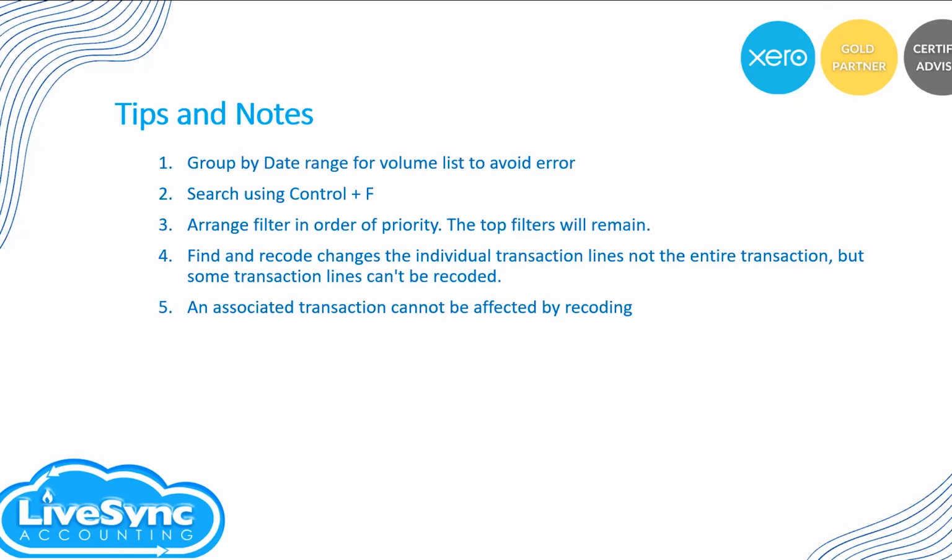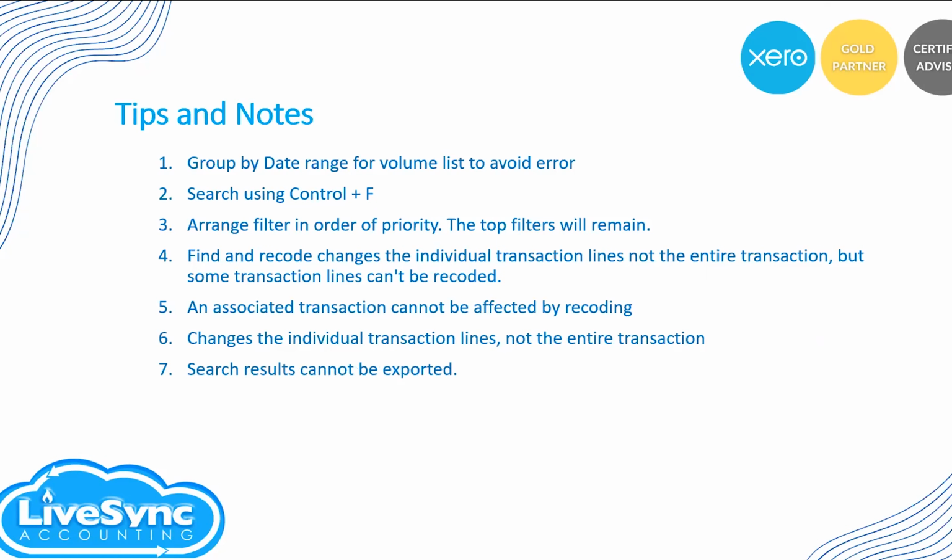Another example would be the fixed asset. If in Xero you're using a fixed asset module and you created depreciation already, but later on you want to find and recode that instead of computer equipment, it should be office equipment, for example, just to change the name, it will not affect the related accumulated depreciation and the depreciation entry for that transaction. Okay? Changes in the individual transaction line. Search results cannot be exported. If you expect that it can be exported, it cannot be exported.